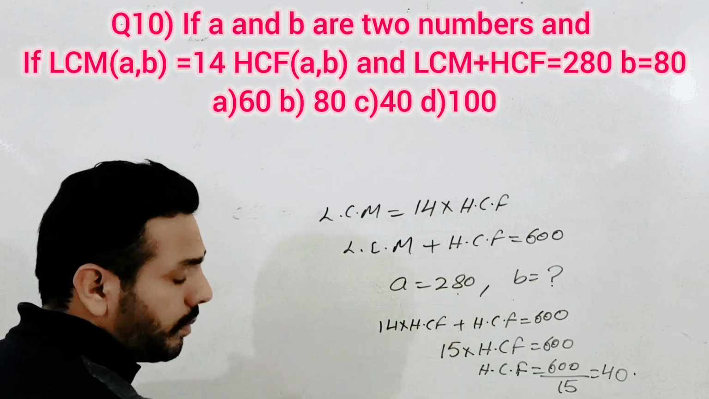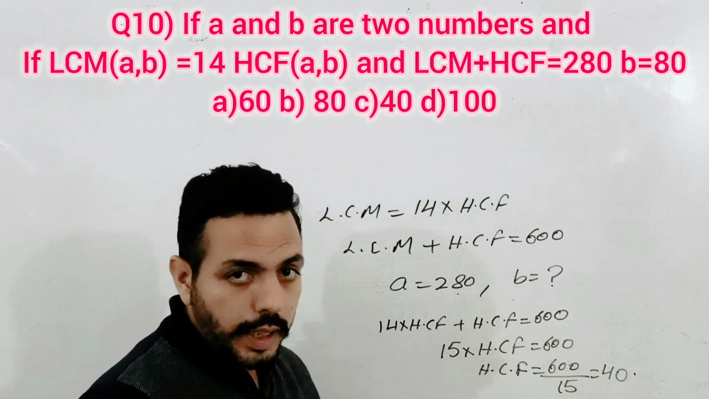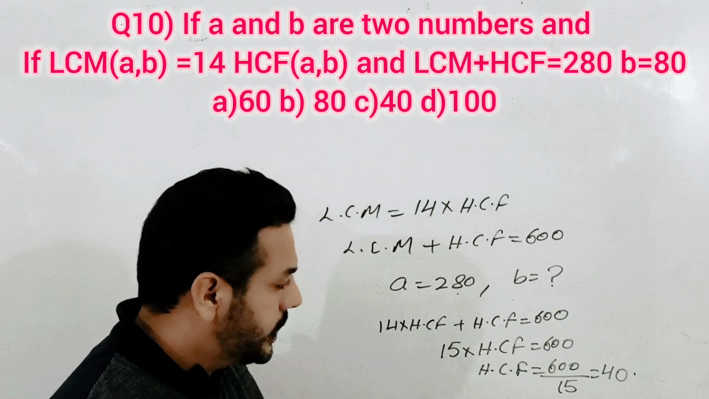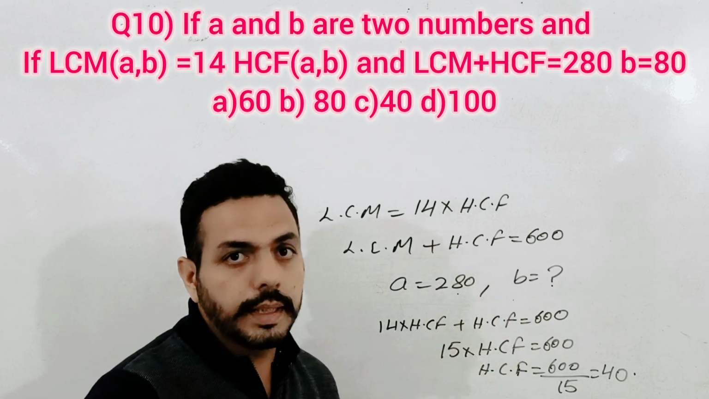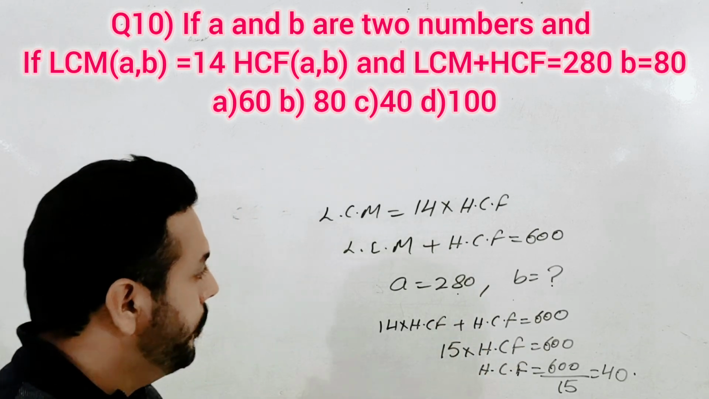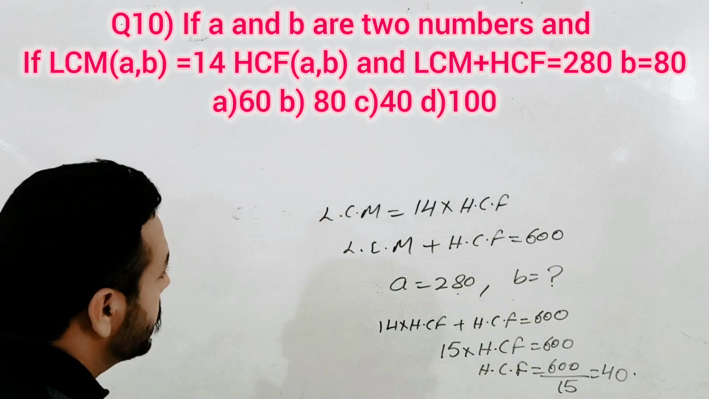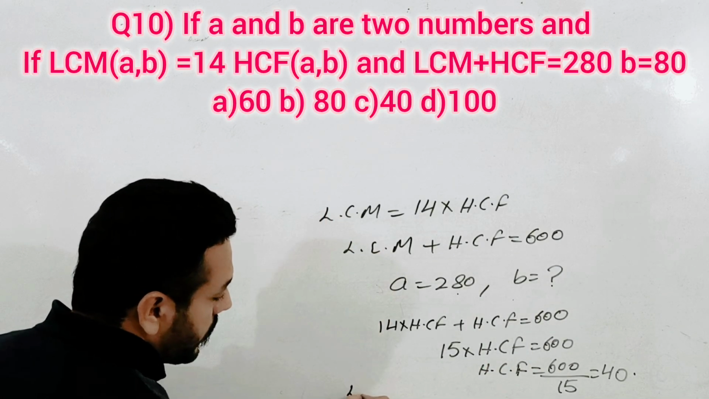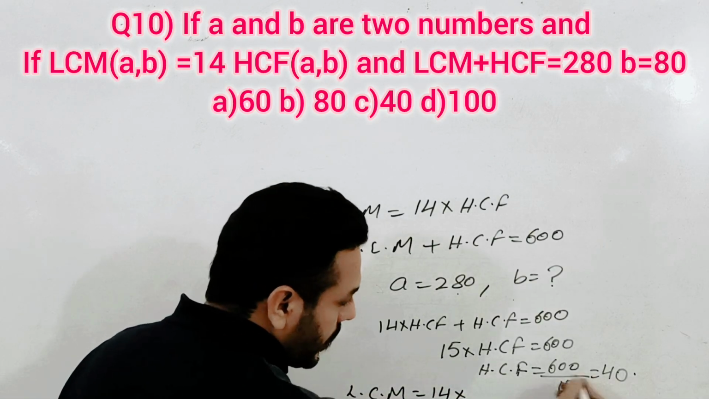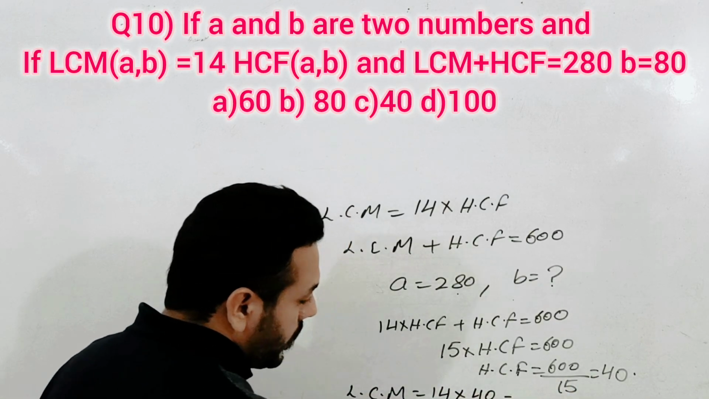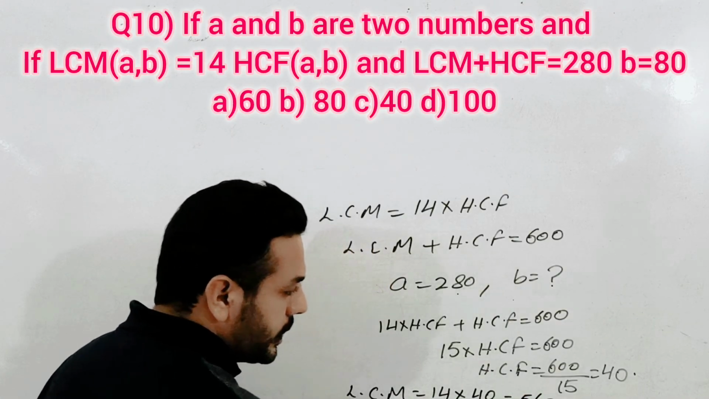Now here we find other number. If one number is 280, other number is B, here we find B, and HCF is 40. Then how we find the second number? This is a question, right? Firstly, here we find LCM, that is LCM is 14 times HCF, HCF is 40, so LCM is 560.